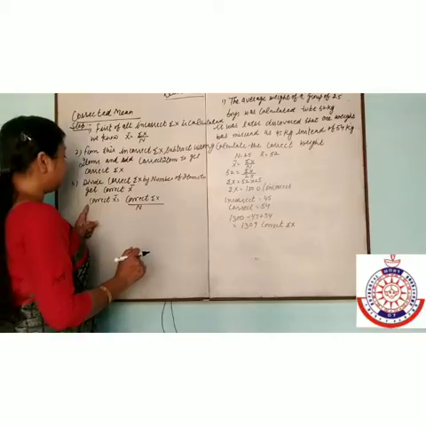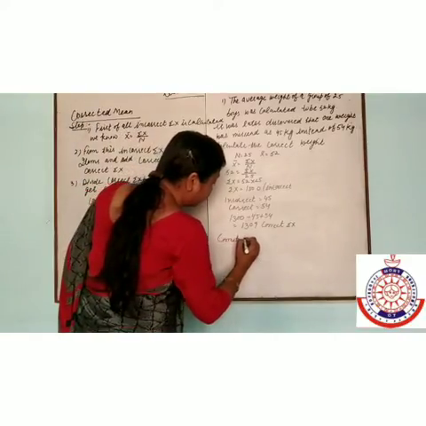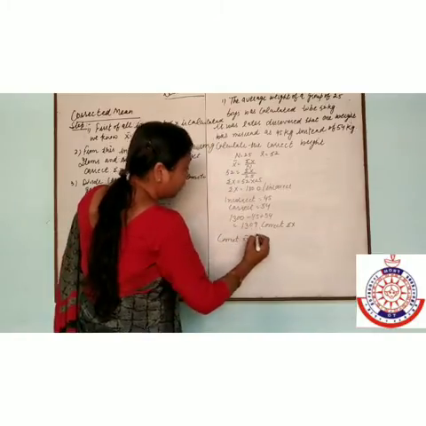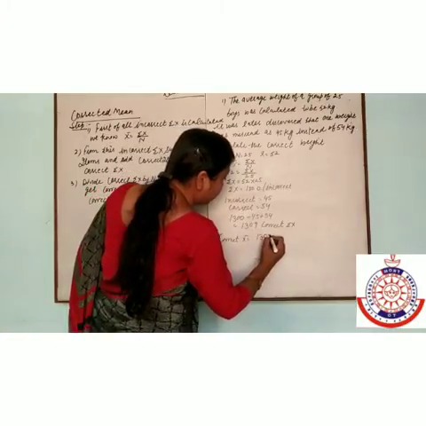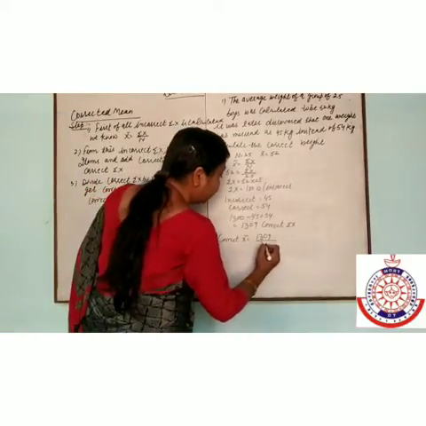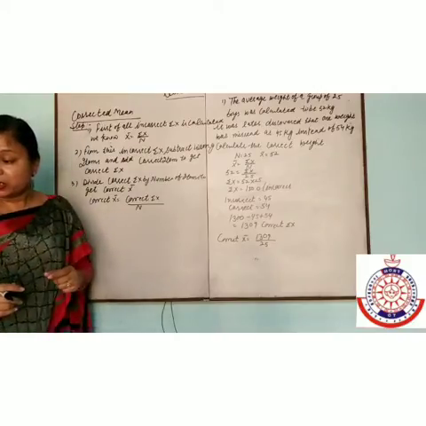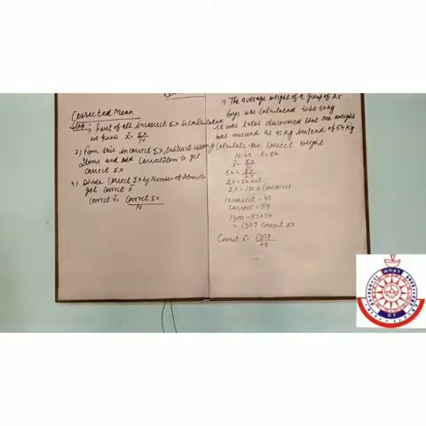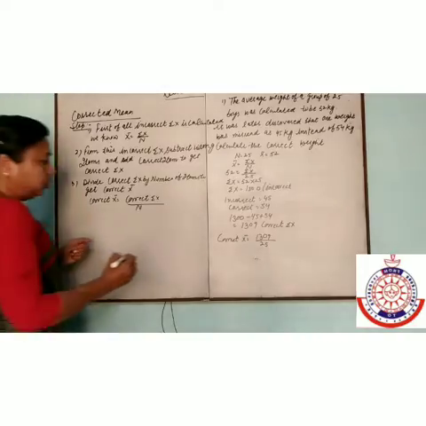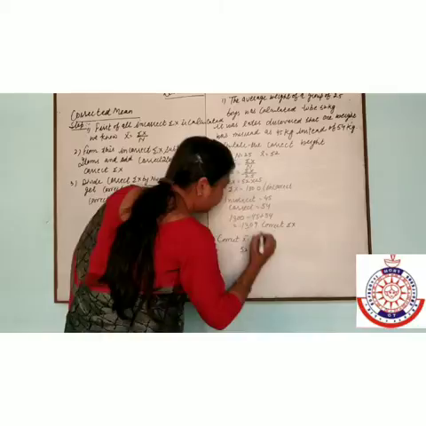In the third step, correct x bar is equal to 1309 divided by 25. N is equal to 25. The value is 52.3 kg.